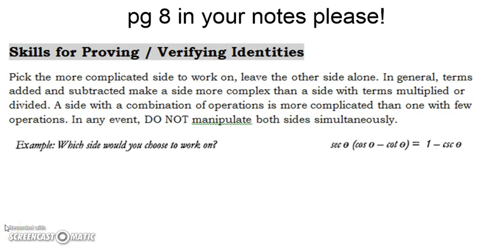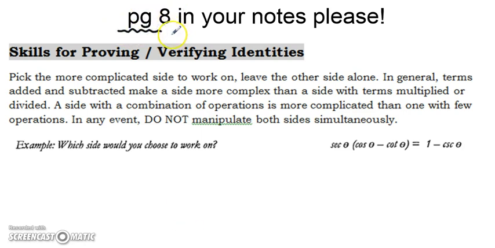Hello, ladies and gentlemen. All right, so the biggest part of this unit is verifying, and we haven't officially verified anything yet because we've been trying to build our skills of simplifying, substituting, and in many ways, all the background algebra that comes into play in this unit. So, what you need to do right now is have page 8 open in your notes packet.